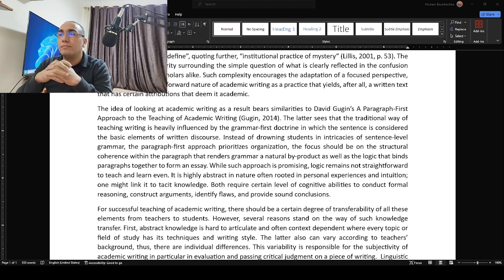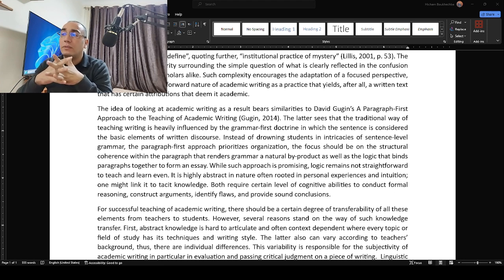Anything that involves talking about logic, something abstract, a way of thinking, cognitive abilities, is usually out of our reach, something difficult, and I will go to that in the next paragraph. So, it's highly abstract, concerning logic, often rooted in personal experiences, and this is one problem when it comes to academic writing and logic in general, and intuition, and one can link it to tacit knowledge. Those I teach, my students, this is something related to knowledge, to tacit knowledge.